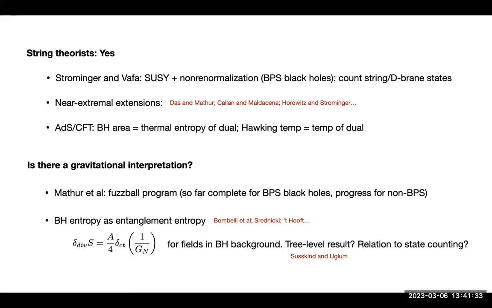So you might think this black hole entropy is some sort of entanglement entropy. You still have to understand the tree level result, and that's open. There was a very tantalizing suggestion in the early 90s by Susskind and Uglum. You also might wonder what the relation is to the state counting programs, which have been very successful.